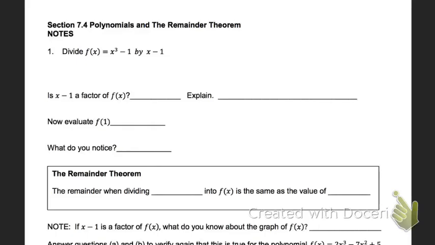So I want you to use synthetic division and divide x cubed minus 1 by x minus 1. Don't forget, where are we going to put our zeros? So we'll put what in the box? The left box, 1. And then read the coefficients across. So it goes 1, 0, 0, negative 1.